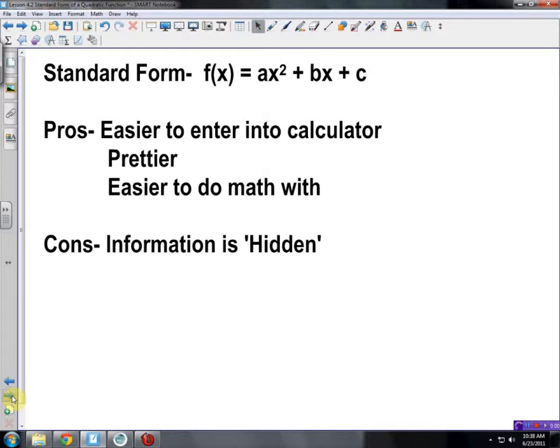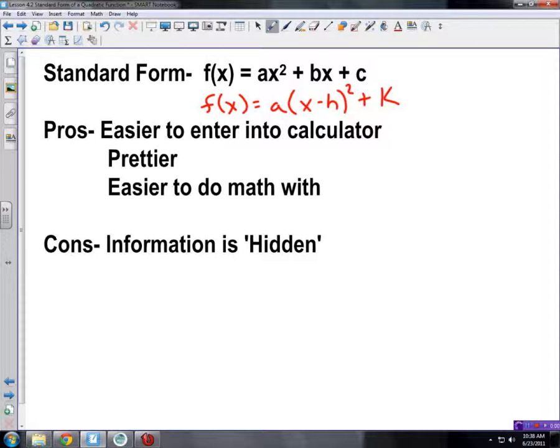Alright, standard form is different than vertex form. Remember, vertex form we learned about in lesson 4.1, and its form was f of x is equal to a parentheses x minus h squared plus k. Now, obviously, there's some visual differences here right away.